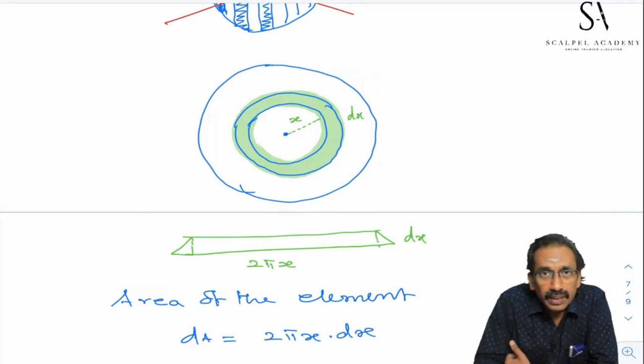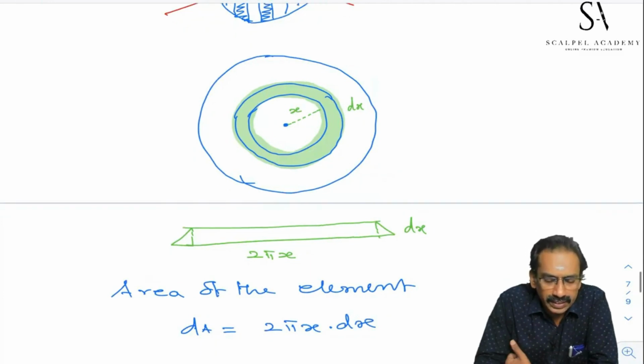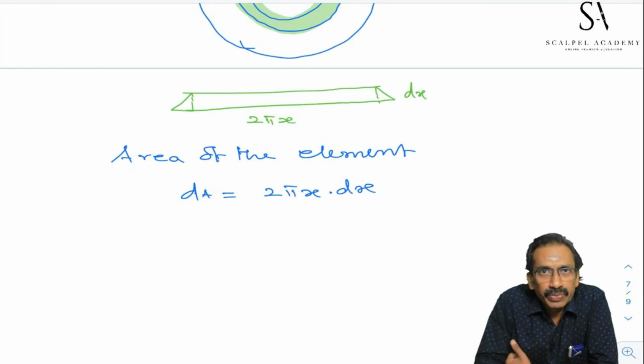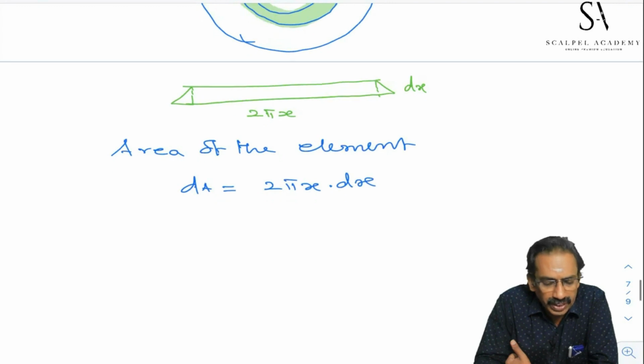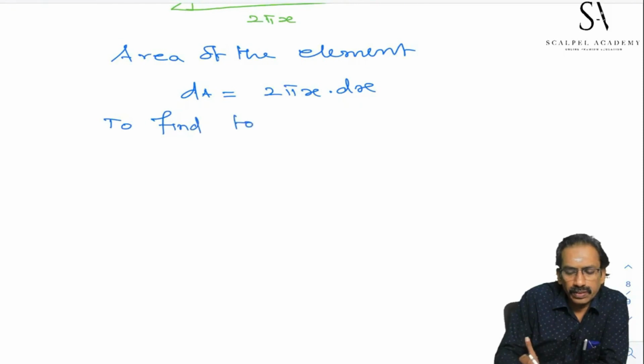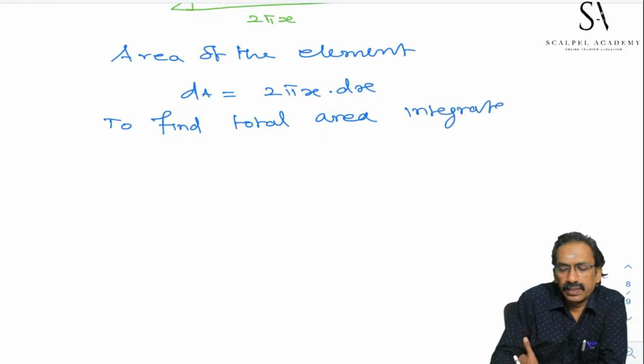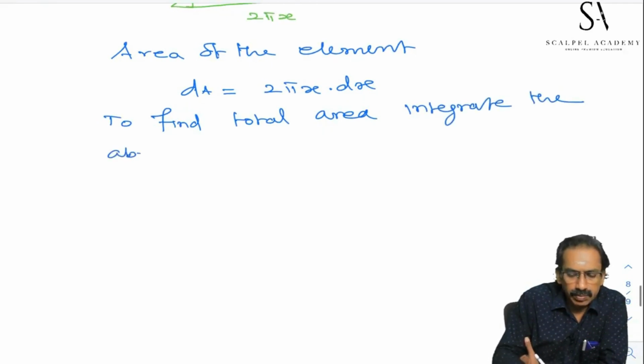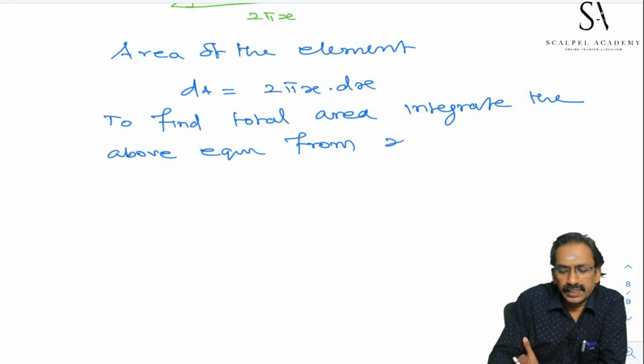If you take an element at the edge, the radius is R, that is given. So, for the integration limit, you have such elements whose radius varies from 0 to R. Therefore, to find the total area, integrate the above equation from x equal to 0 to R.